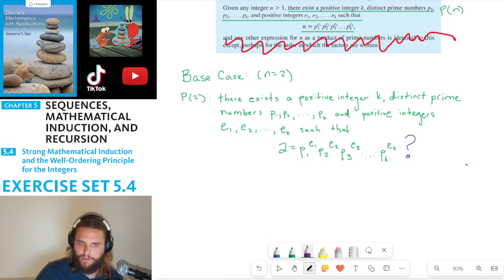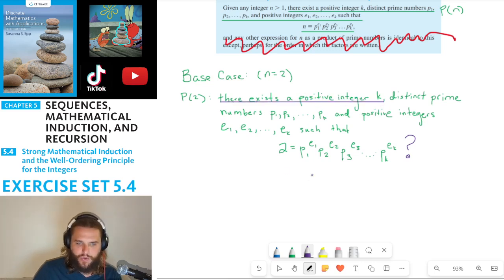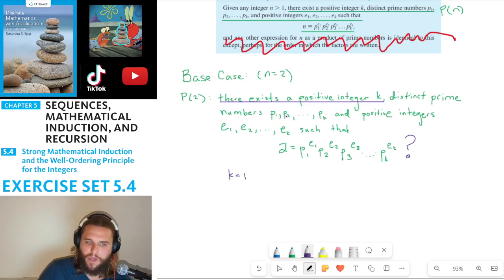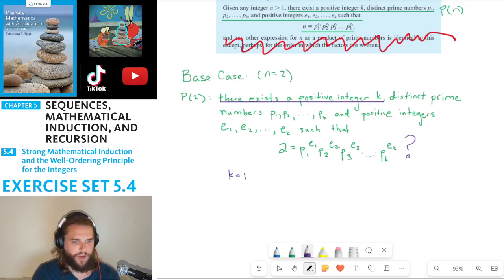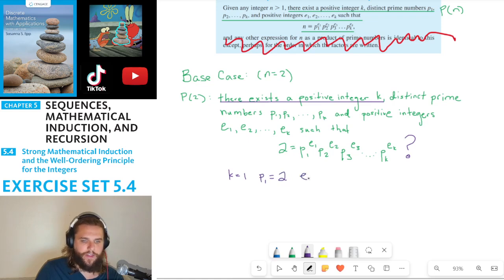Now, what exactly are we proving? We're proving that there exists a positive integer k. In this case, we're going to pick k equals 1. There's also distinct prime numbers p1, p sub 2, and so on, p sub k, and positive integers e sub 1, e sub 2, and so on up through e sub k, such that 2 equals p sub 1 to the e sub 1, and so on. So in this case, k equals 1, and because k equals 1, that means there's only one prime number, and in this case, the prime number is going to be 2, and there's only going to be one positive integer e, in this case e sub 1, which is going to be 1.